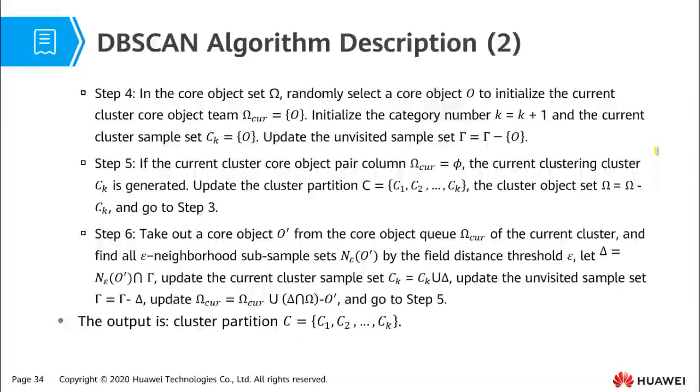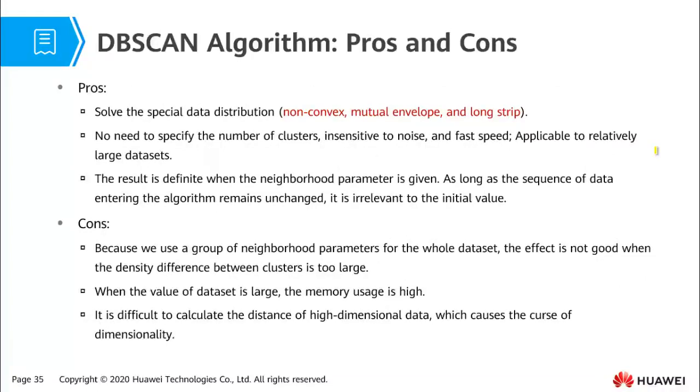The DBSCAN algorithm can process data with special distribution. It is insensitive to noise, and is fast. The number of clusters does not need to be specified, so it is applicable to large datasets. However, when the number of data dimensions is large, a dimension disaster occurs.